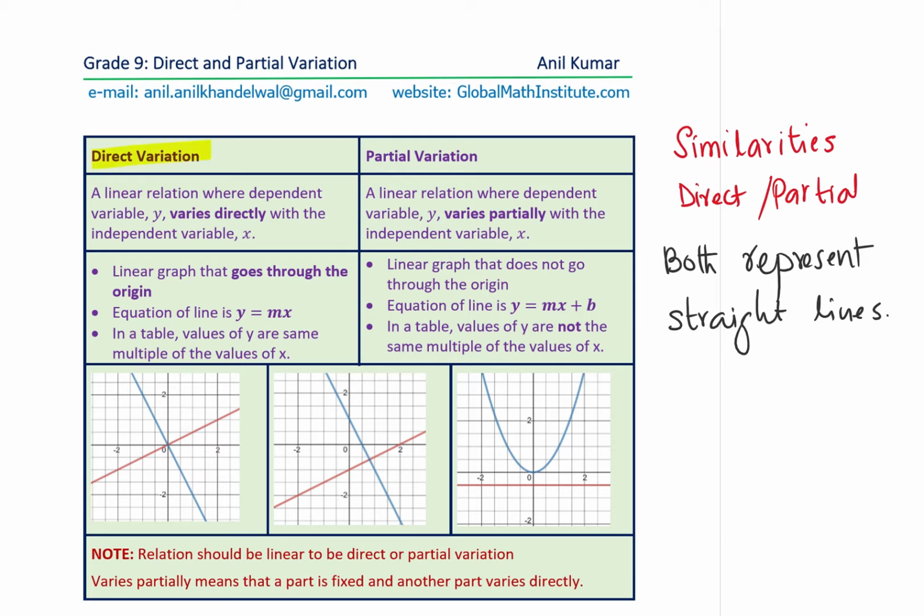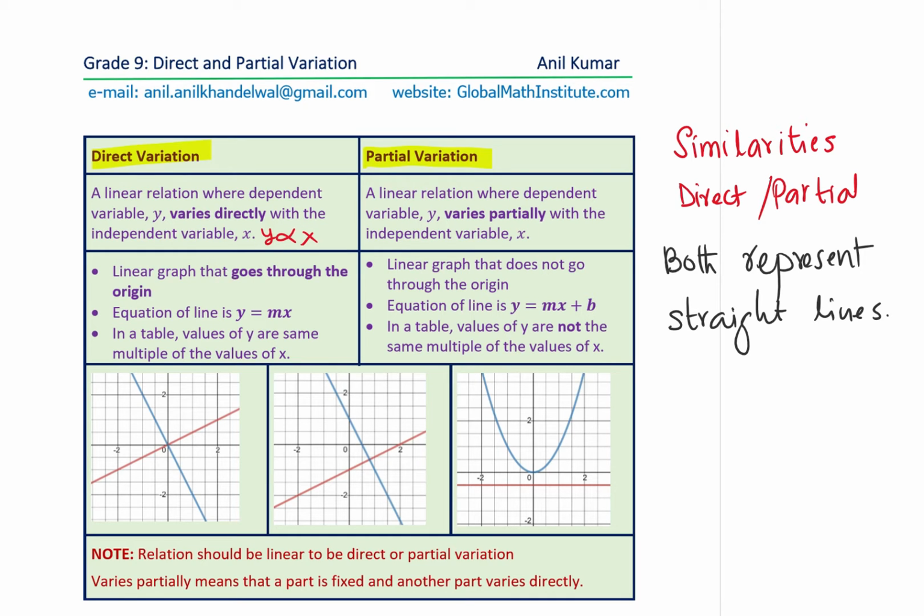So I have two columns here, one for direct, the other one for partial variation. Direct variation is a linear relation when dependent variable y varies directly with independent variable x. That is to say, we are saying y is proportional to x. Do you see that? So they are directly related. If x is 0, y will be 0.